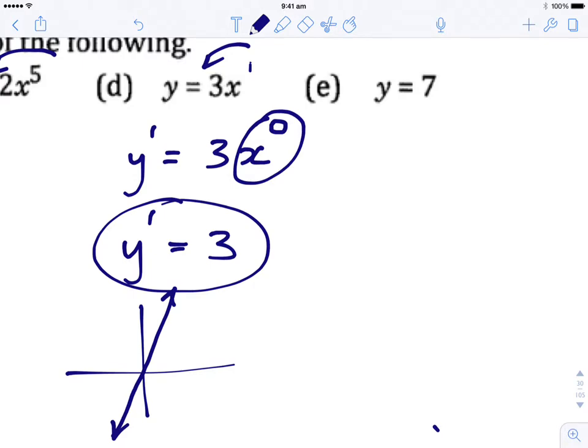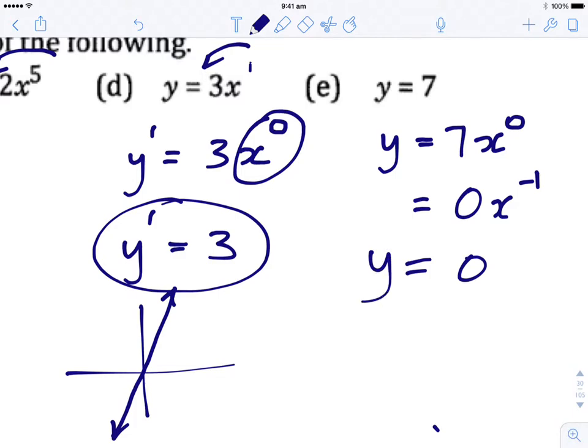And the last one, y equals 7. I guess we could write this as 7x to the power of 0. So number down the front, 7 times 0 is 0, subtract 1 from the power, this is just 0. So I guess we can use the rule here, but in either case the derivative is equal to 0.